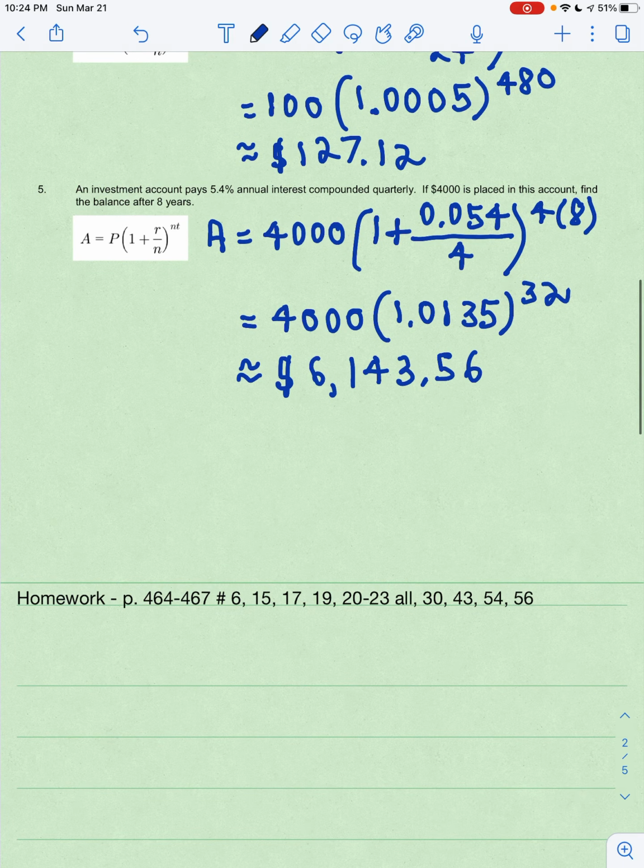As far as your homework, this is listed below. It's also on Canvas, page 464 to 467. You're doing numbers 6, 15, 17, 19, 20 to 23 all, 30, 43, 54, and 56. It will include the compound interest type problems, as well as those from the front side that we covered in class on Friday, and again can be found on Canvas as you look at 7.2 examples for day 2.